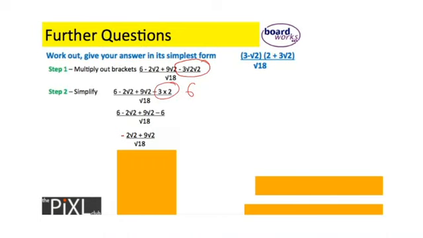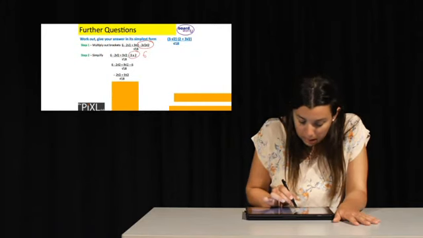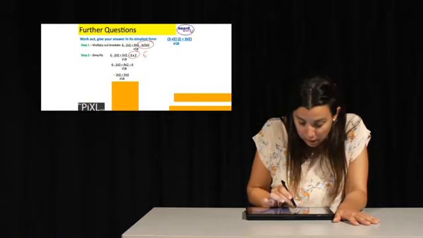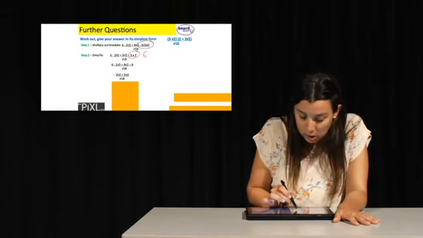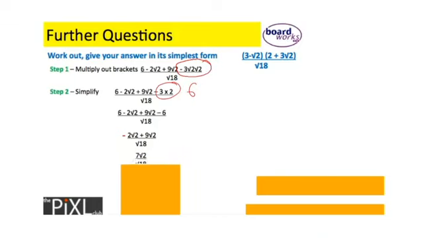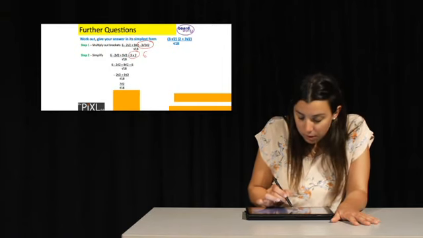Negative 2 root 2, add 9 root 2. Make sure you do not miss that negative there. That's why I've popped it in red. You can see here it's there. Take off the 6, it's easily missed. So we have minus 2 root 2, add 9 is going to leave us with 7 root 2 over root 18. Still some more simplifying to do here.